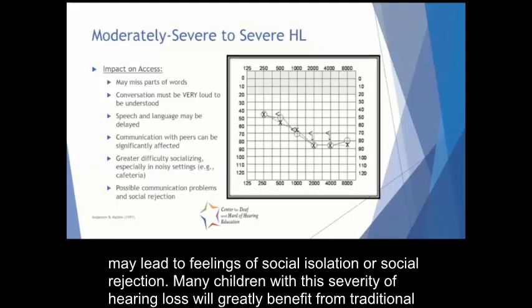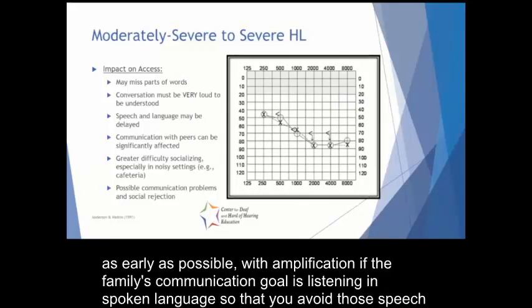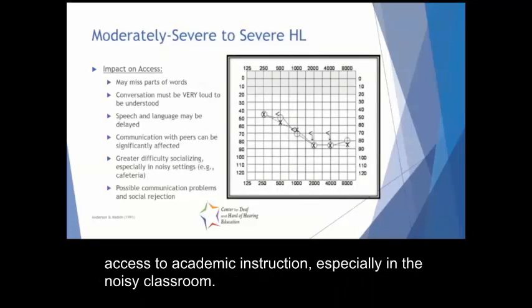Many children with this severity of hearing loss will greatly benefit from traditional hearing aids, but important soft speech information may still be missed, especially in noise. For these children, it's critical to intervene as early as possible with amplification if the family's communication goal is listening in spoken language, so that you avoid those speech and language delays. For school-age children with this degree of hearing loss, an FM system is often recommended to make sure that they have access to academic instruction, especially in a noisy classroom.